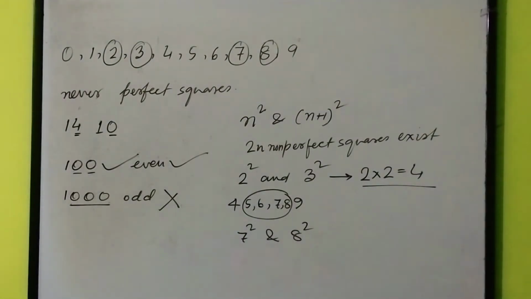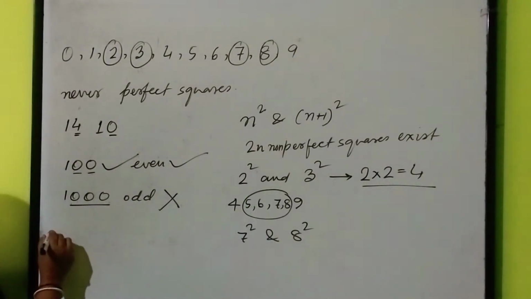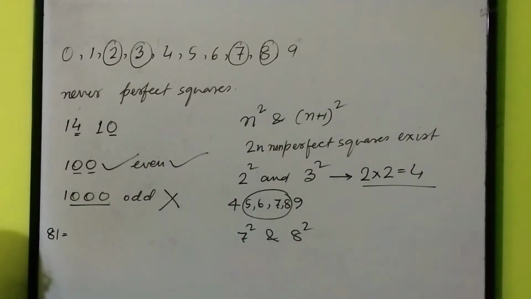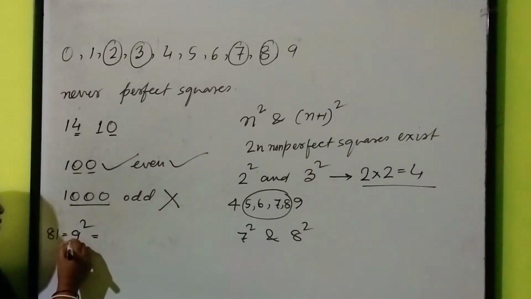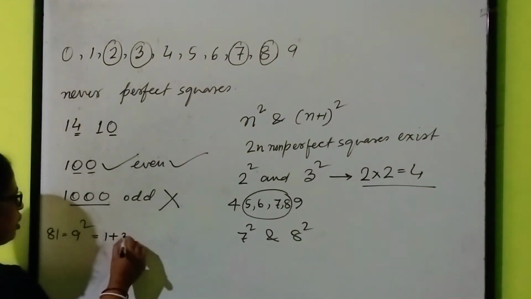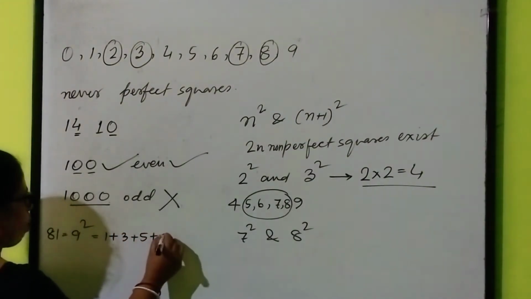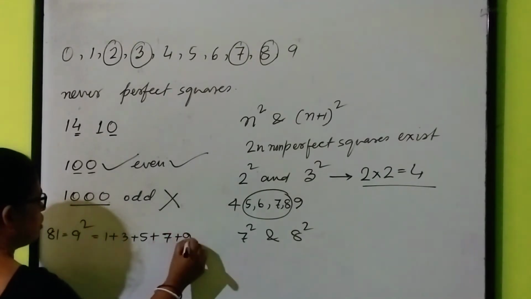Then a perfect square can be expressed as the sum of successive odd numbers starting from 1. Yes, you have seen it. Perfect square. Suppose it is your 81. Okay, I am taking the example of 81. 81 means 9 square. That means it will be the sum of what? Successive odd numbers starting from 1. How many? 9. 1 plus 3 plus 5 plus 7 plus 9 plus 11.